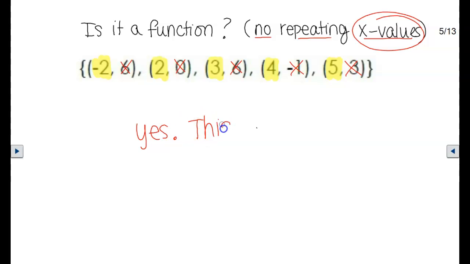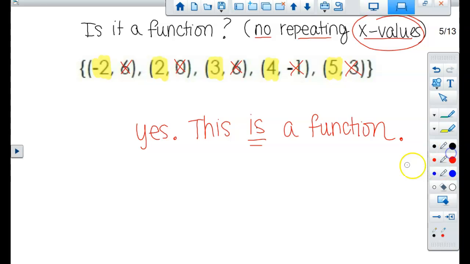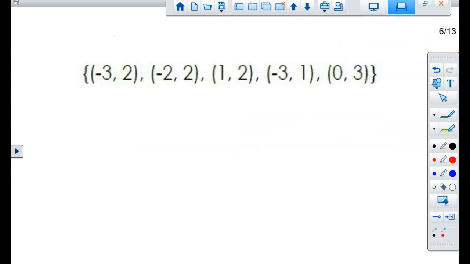This is a function. It connects x's with y's, and it meets the conditions of that limitation. It doesn't have any repeated x values. A function cannot have x's that are the same, and this doesn't. So yes, this is a function. Pretty easy, especially compared to some of the stuff we've been doing.